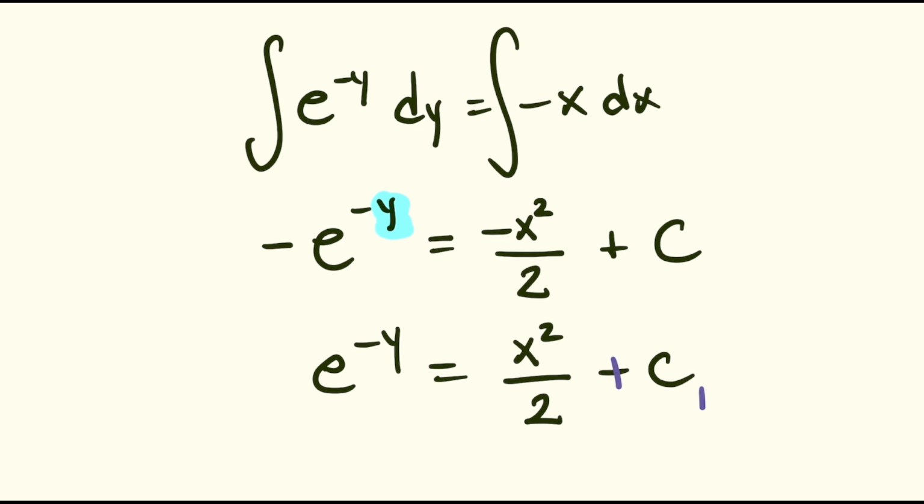It's neither here nor there. If you want to keep it as minus c, that's perfectly fine. It's the same thing. So now we have e to the negative y is equal to x squared over 2 plus c1. Here's where things get a little bit dicey. We want to get rid of this e value here. And to do that, we are going to use our handy-dandy natural log.